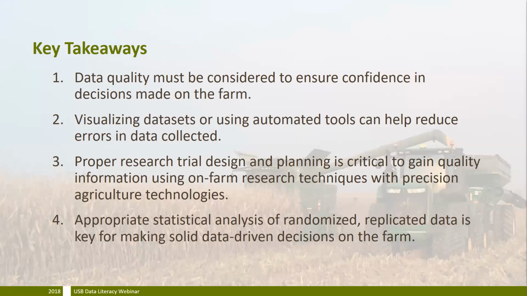So our takeaways here: data quality must be considered to ensure confidence in decisions made on the farm. Visualizing data sets or using automated tools can help us reduce those errors in the data we're collecting. When we're looking at doing on-farm research, using proper experimental trial designs and planning is critical to get quality information. And then finally, using statistical analysis of randomized replicated data is key for making solid data-driven decisions on the farm.